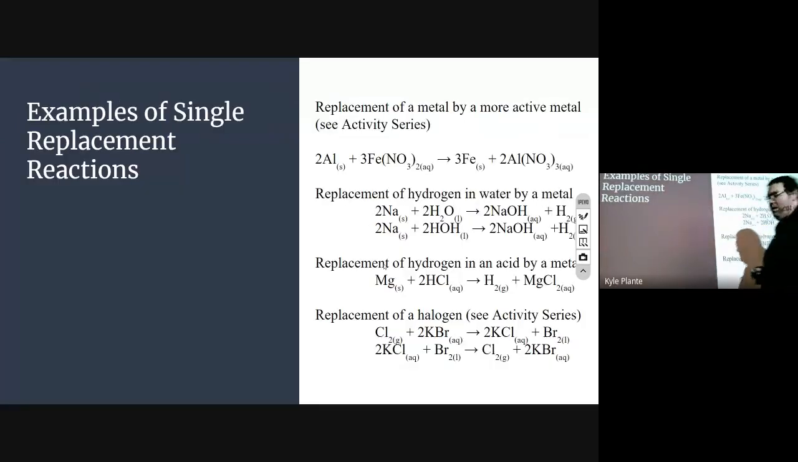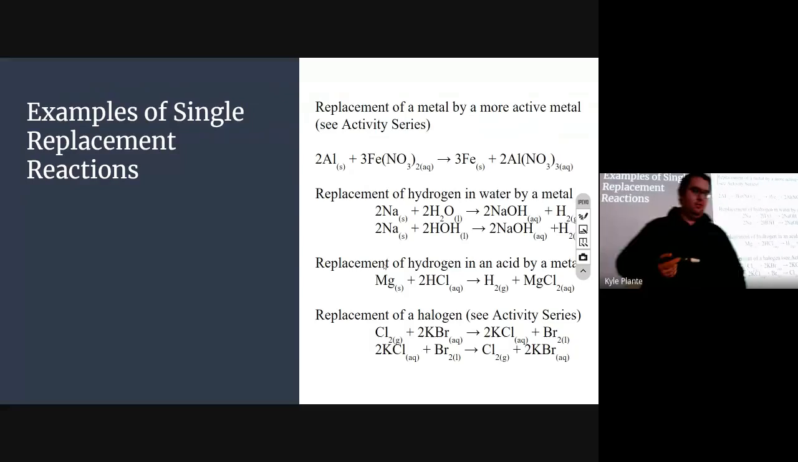So these are some examples of single replacement reactions. You have aluminum and iron nitrate. Aluminum is higher up than iron on that activity series, so it will replace the iron. It boots it out. You can also have water or hydrogen be replaced. Hydrogen acts like a metal, remember? So you can have different elements reacting with water to displace hydrogen.